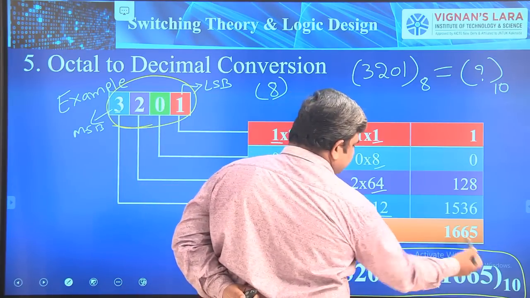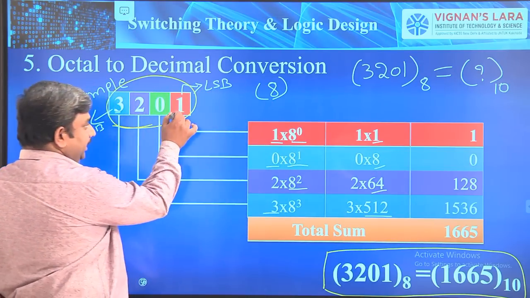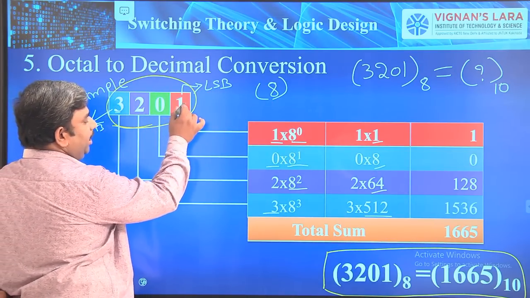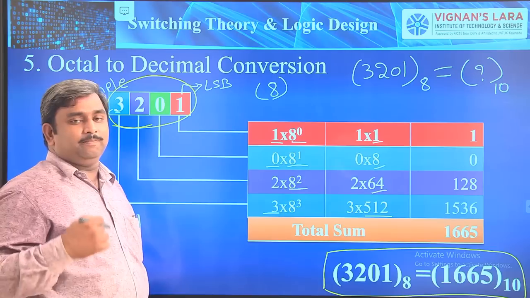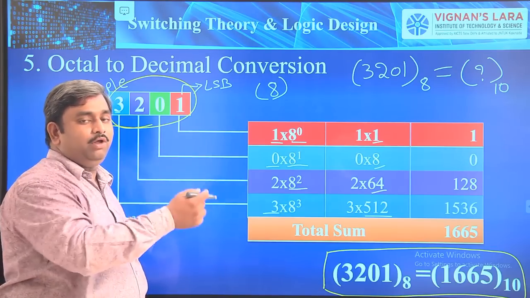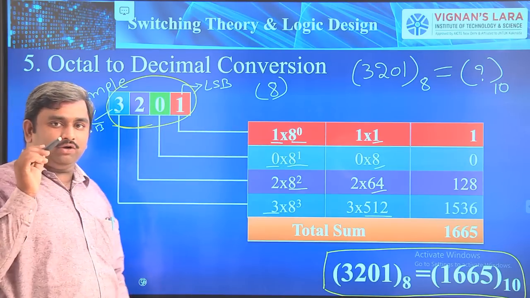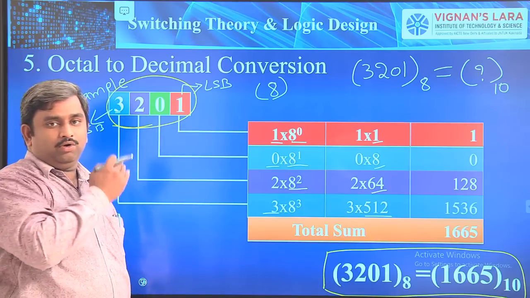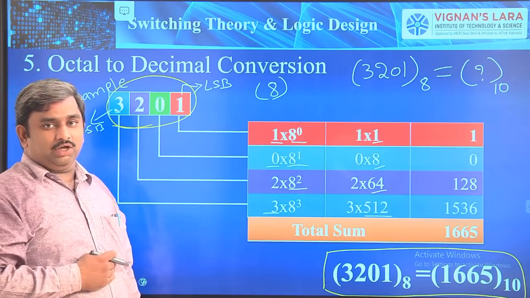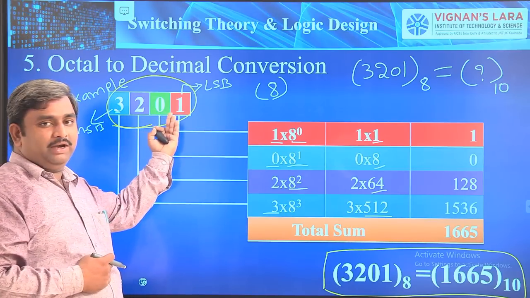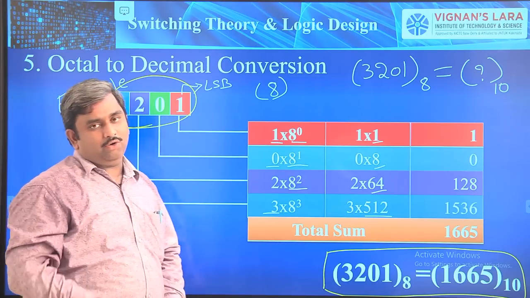How did you get this 1665? You have taken the sum of each bit, multiplying with that particular base of the number system, that is the radix, with power 0, power 1, power 2, power 3, power 4 from the LSB side. That is, you have to start from the LSB. The first digit you multiply with 8 power 0. The second digit you multiply with 8 power 1. Next digit 8 power 2. Next digit 8 power 3. Like that you have to multiply.